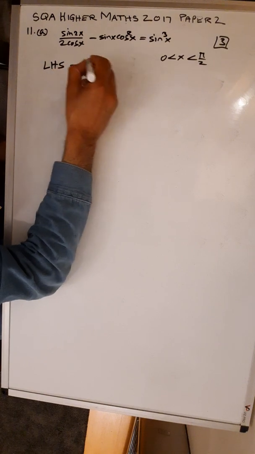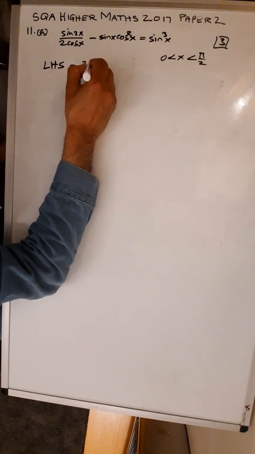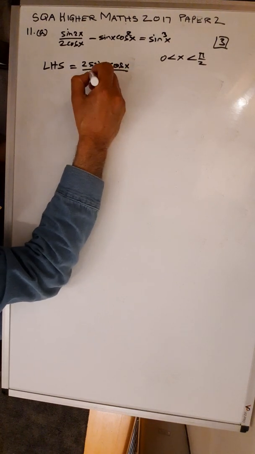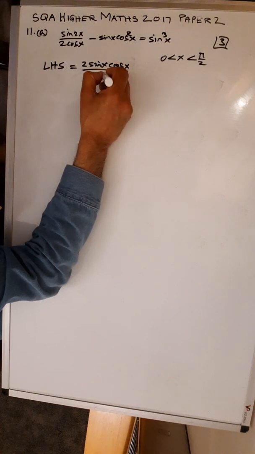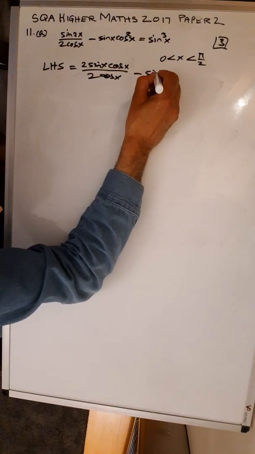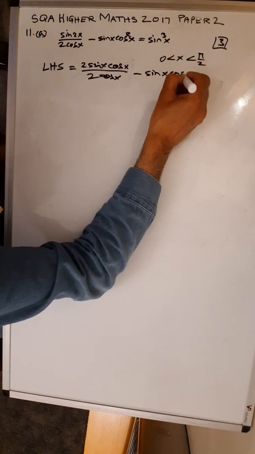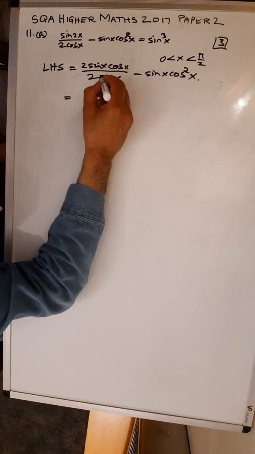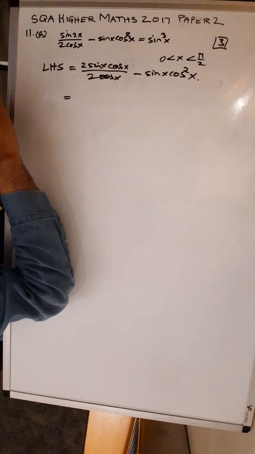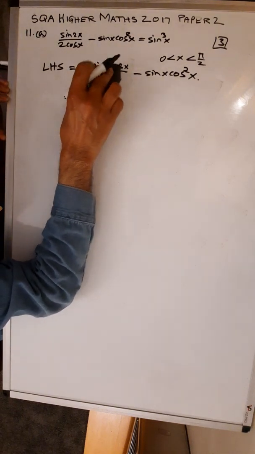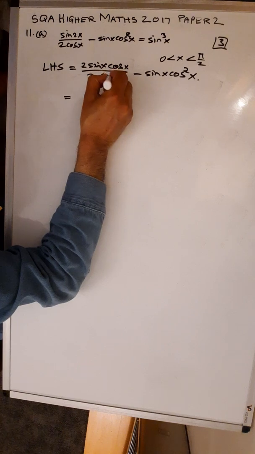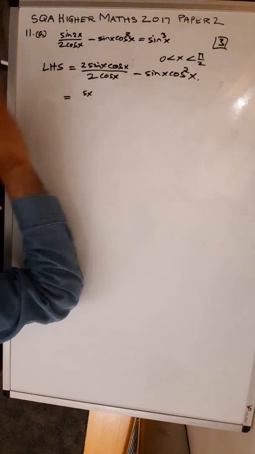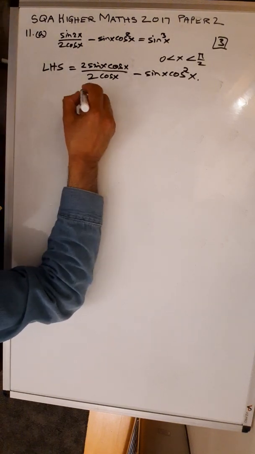Left hand side is equal to, expanding that gives you 2 sin x cos x over 2 cos x, minus sin x cos squared x. The cos x cancels out with the cos x in the numerator, and the 2 and the cos x cancel out to just leave you sin x.